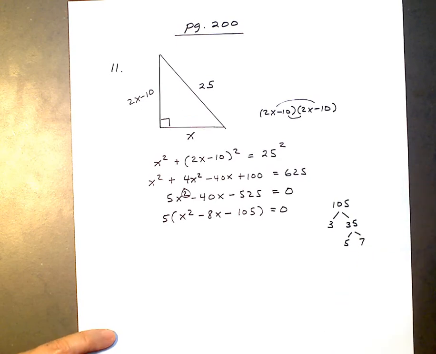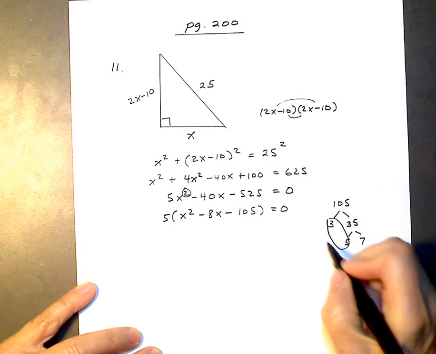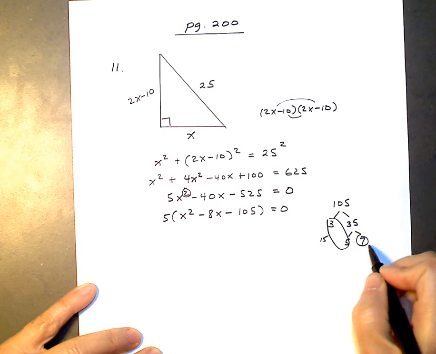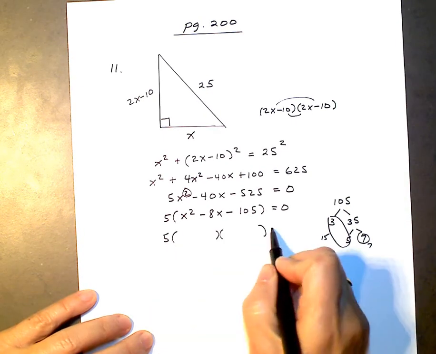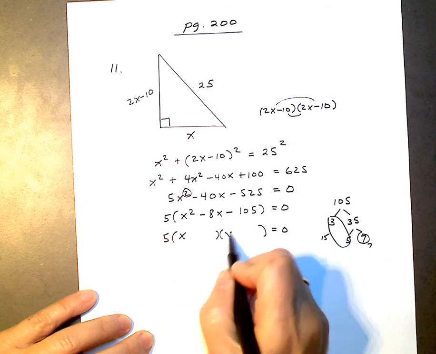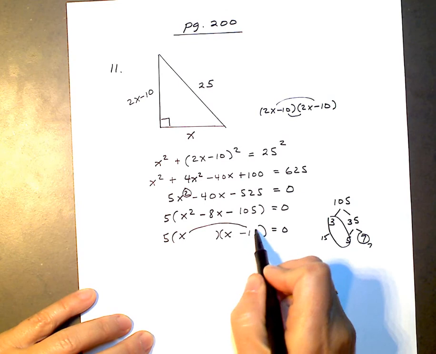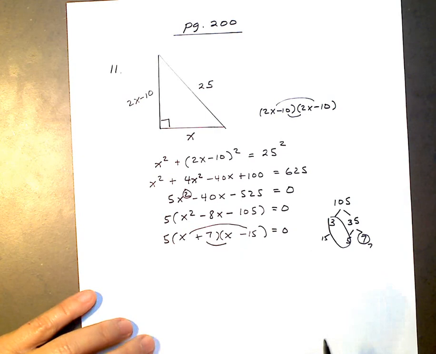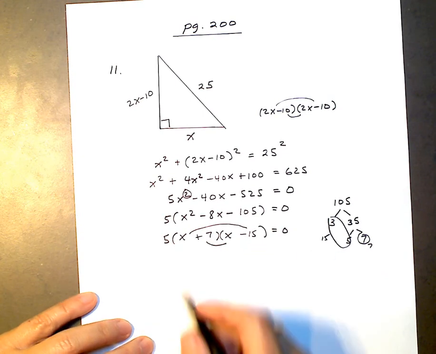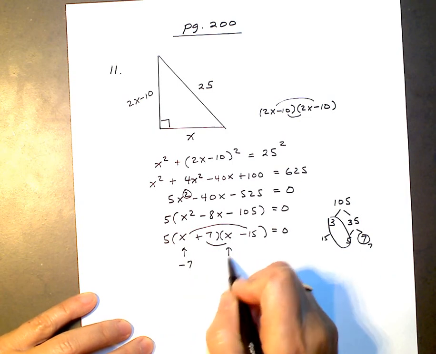So to get a difference of 8 with these factors, I can see if I use the 3 times 5 as a 15 and the 7, that'll work. So I've got x's here, and I'm going to have a negative 15x and a positive 7x to combine to be the negative 8x in the middle, and a negative 105. So that means my solutions are that x is either negative 7 or positive 15.